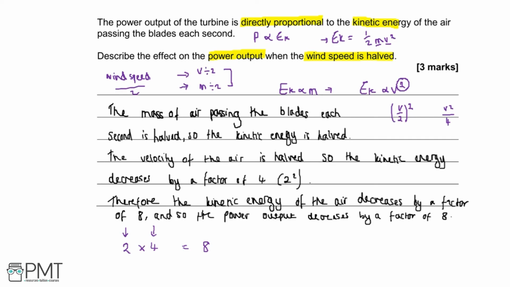So our first mark is from discussing the effect that the mass has. We get our second mark from discussing the effect that the velocity has on the kinetic energy, and our final mark, our third mark, is from mentioning how the kinetic energy therefore decreases overall, and therefore how the power output decreases overall.